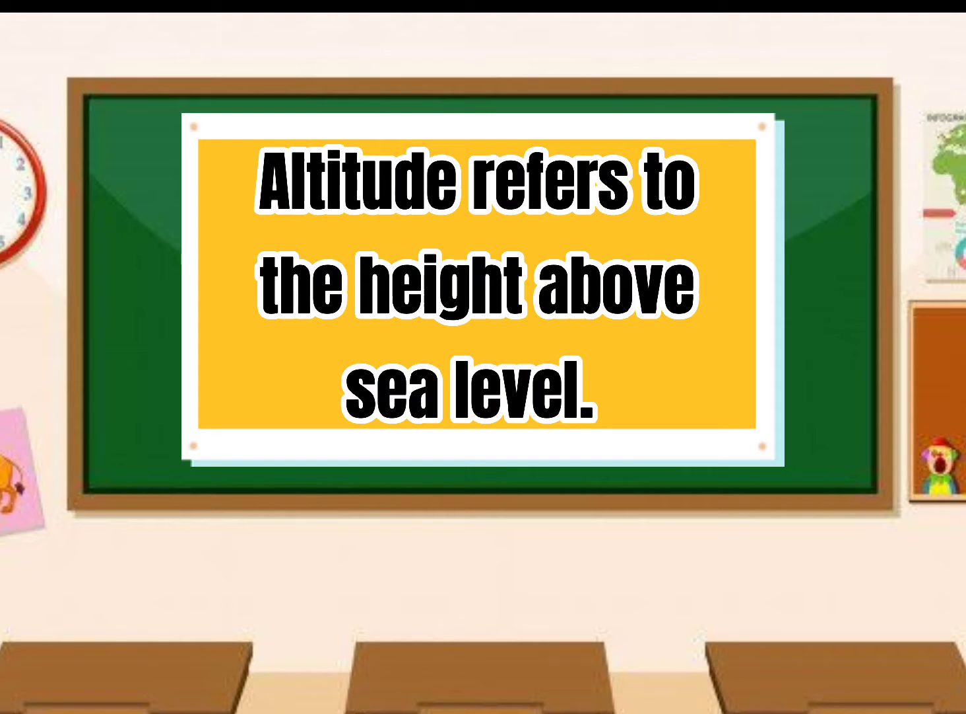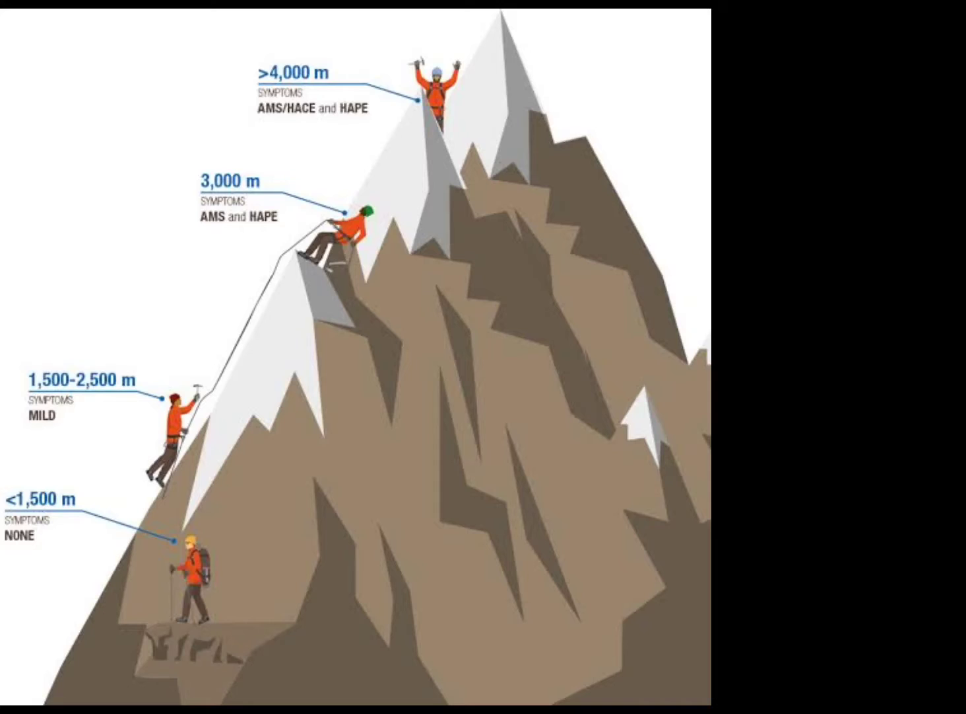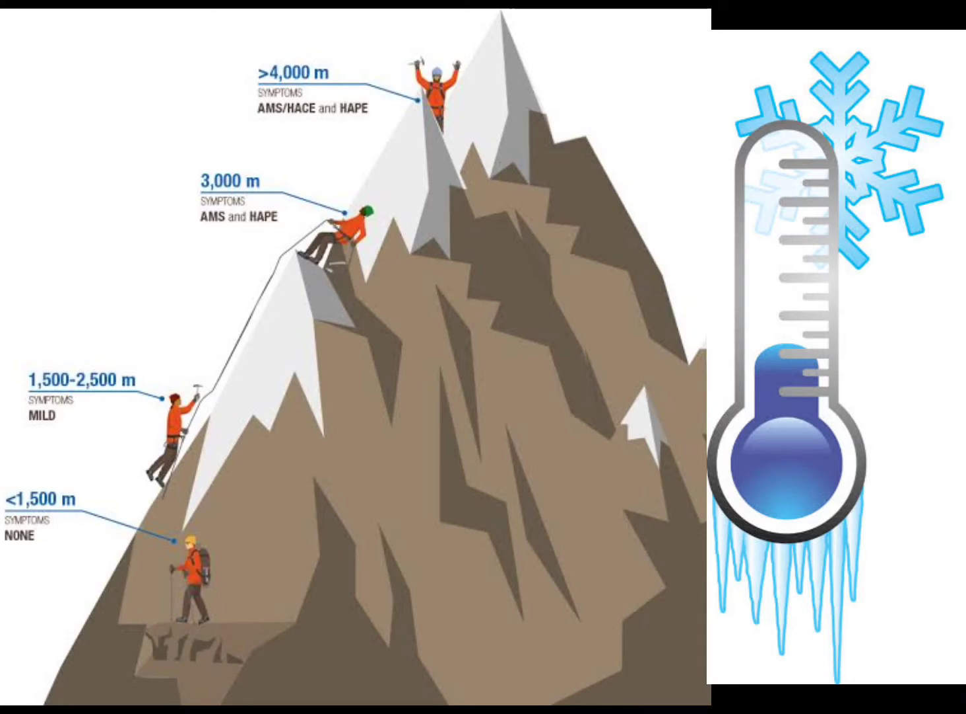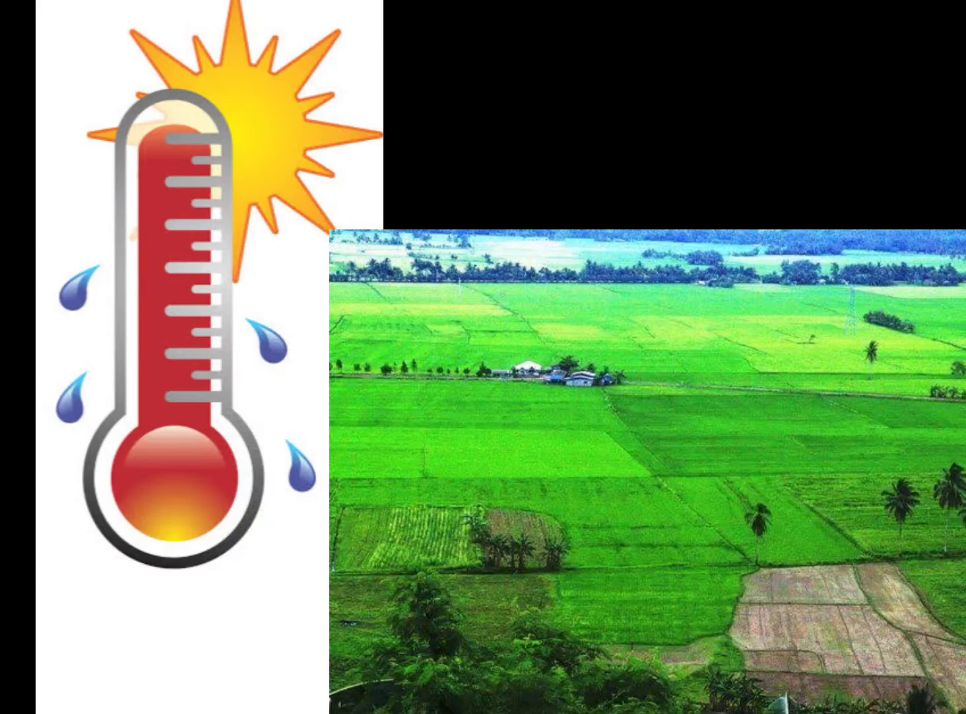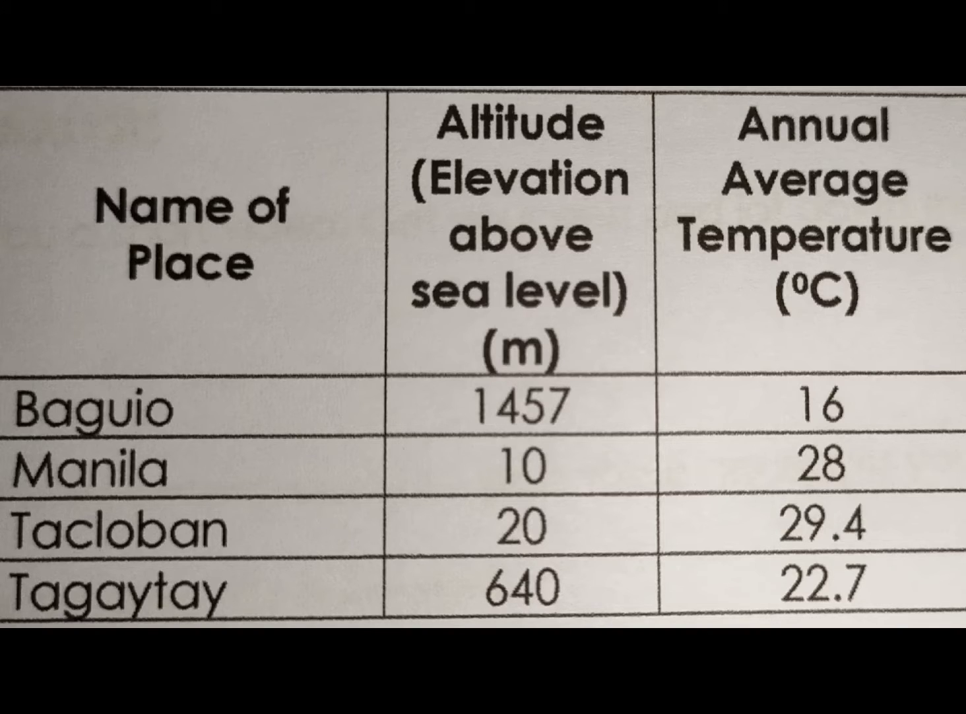Last factor that affects the climate of an area is the altitude. Altitude refers to the height above sea level. Areas that are high elevations have lower average temperature than areas at low lands. Take a look at this table.